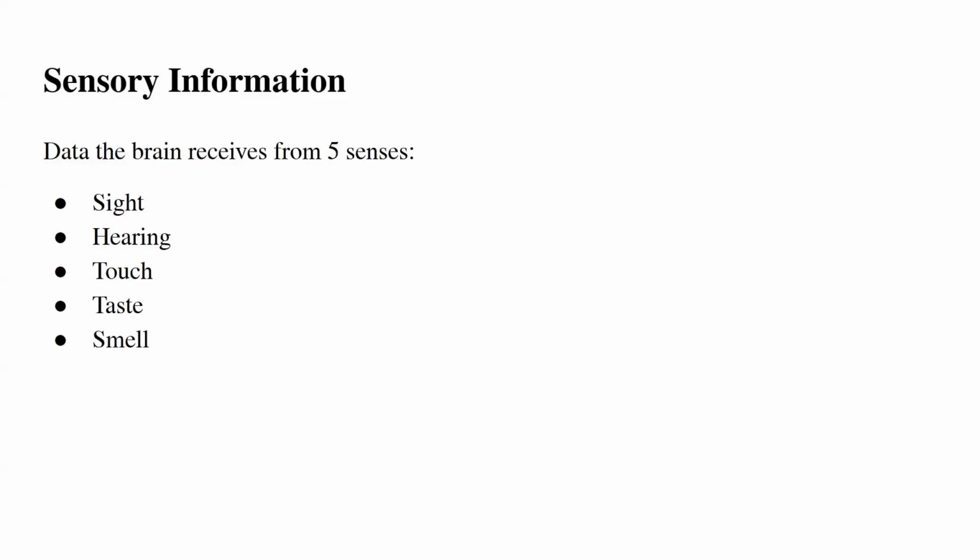Sensory information is data that the brain receives from the 5 senses, which are sight, hearing, touch, taste, and smell.